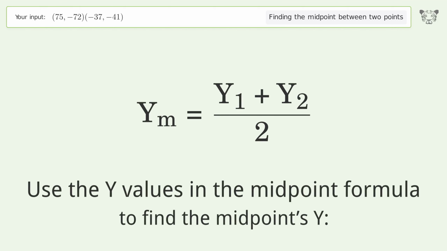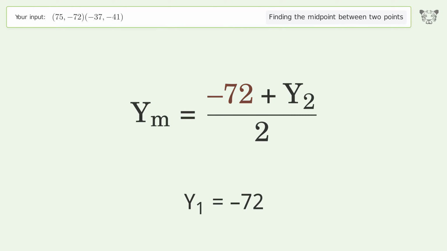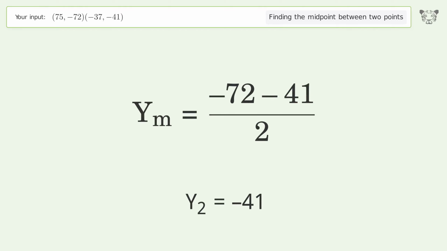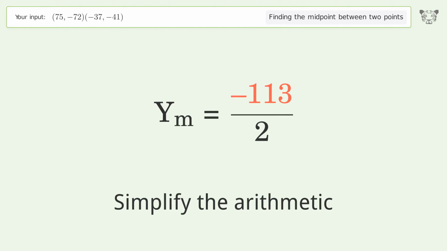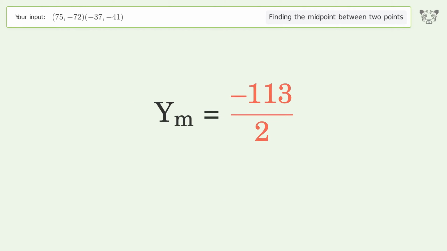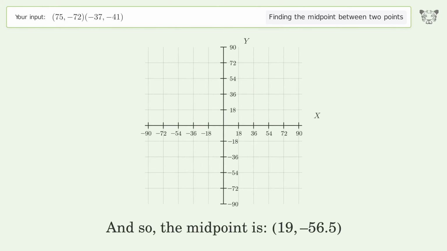Use the y values in the midpoint formula to find the midpoint's y. y1 equals negative 72. y2 equals negative 41. Simplify the arithmetic. And so, the midpoint is 19, negative 56.5.